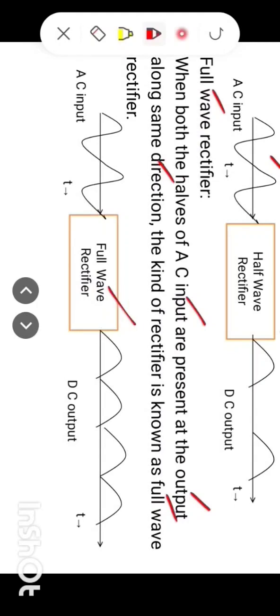Now here you look at this block diagram of full wave rectifier. This is AC input and this is DC output. At output we have both the halves, positive halves as well as negative halves. So it is a full wave rectifier.